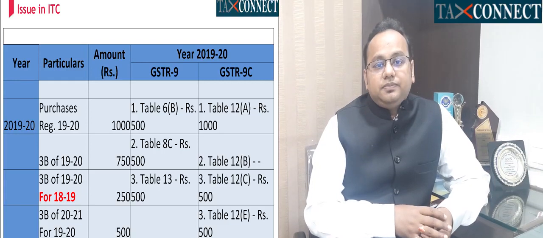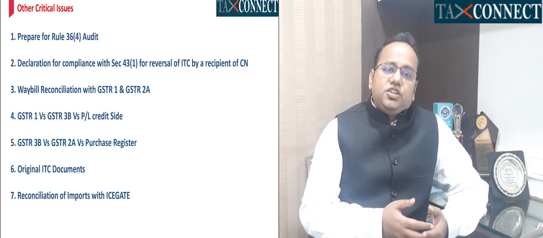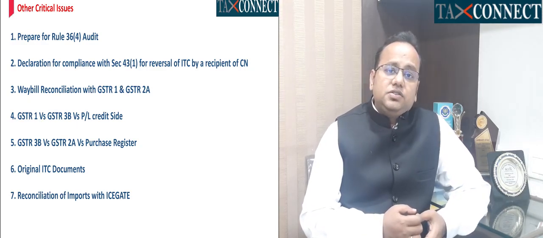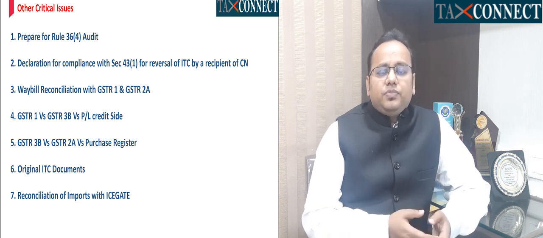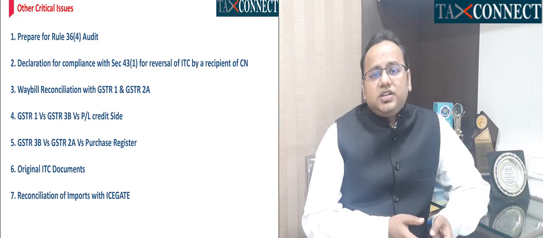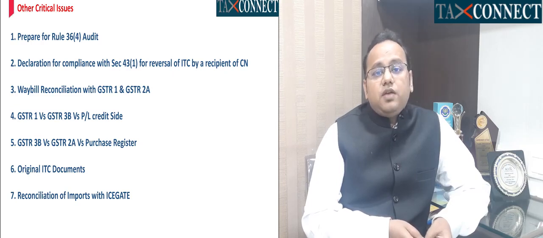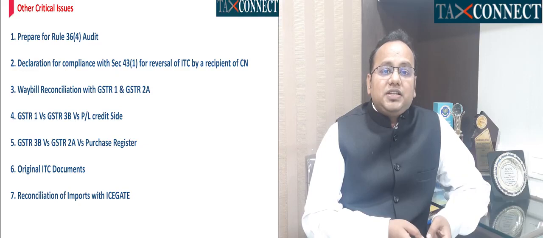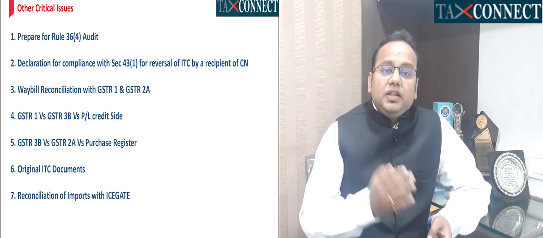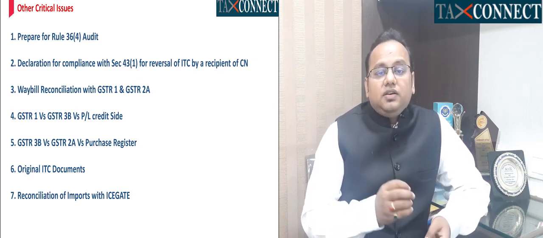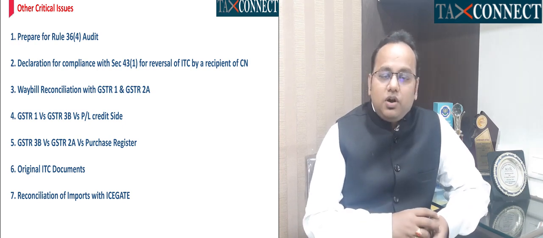Friends, a few other critical issues are different from the 1718, 1819 GST audit. In this year, as you know, in October 2019, Rule 36 Sub-Rule 4 was notified, whereby the taxpayer was barred from taking input tax credit which was more than 120% of the input tax credit available in 2A. That limit was reduced to 10% from January 2020. That has to be checked by the GST auditors.